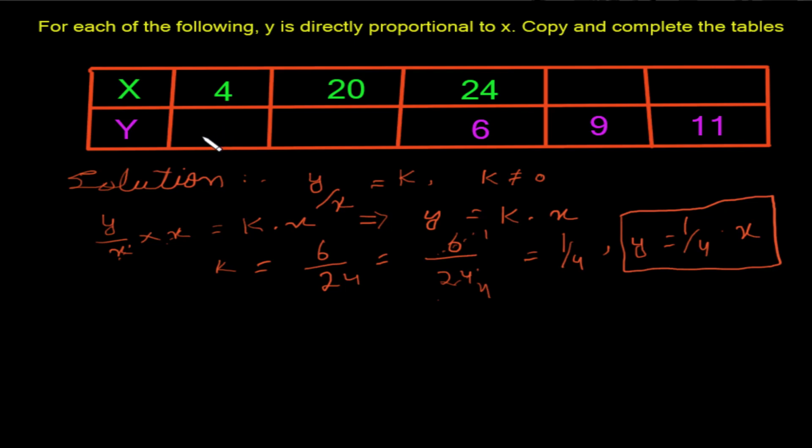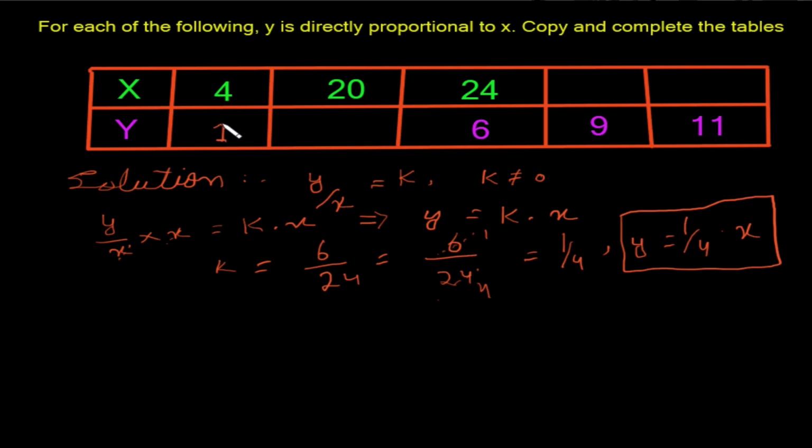And this column, to find out this one, I will use this equation. y is equal to 1 by 4, and for x I will substitute this 4. Now this 4 will cancel with this one, so y will become equal to 1. For x is equal to 4, y has a value of 1.